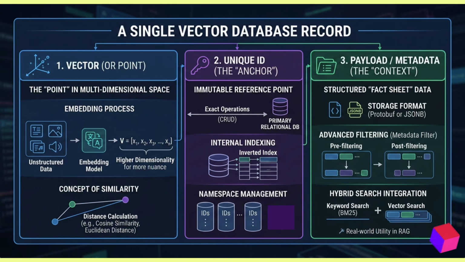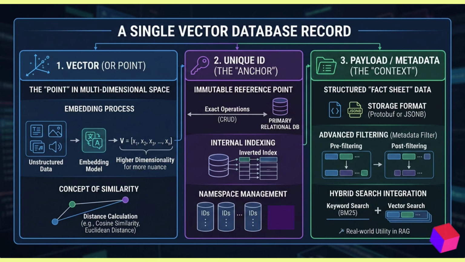And third, we have the payload or the metadata. So if the vector is the vibe of the data, the metadata is the fact sheet. This is structured data stored alongside the vector. It's usually stored as protobuf or JSONB. This allows for flexible schemas where one record might have 3 fields and another might have 10.